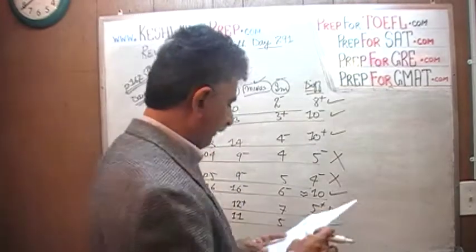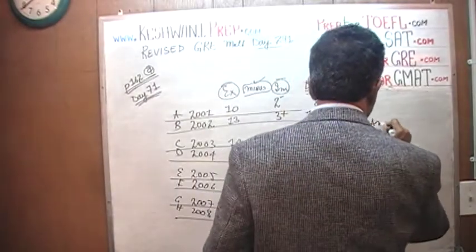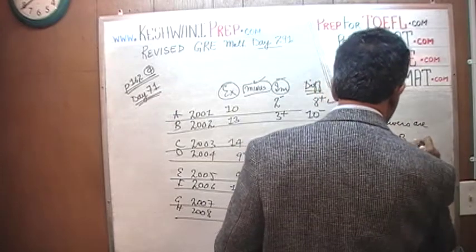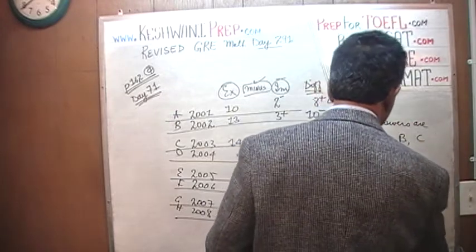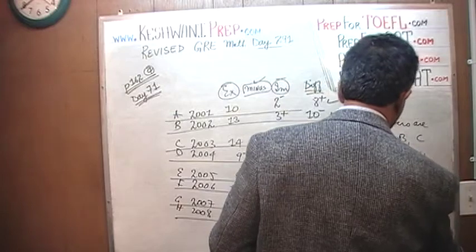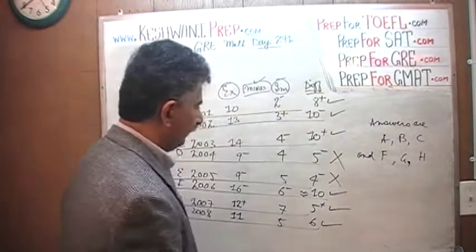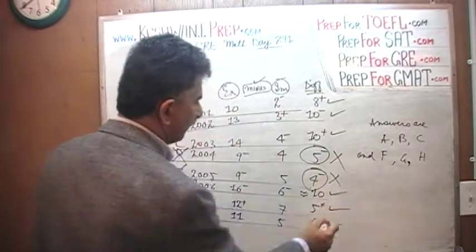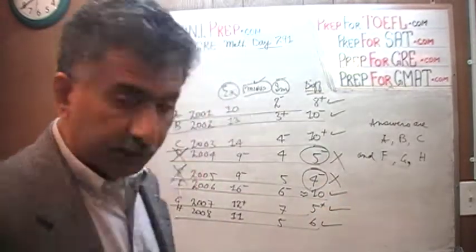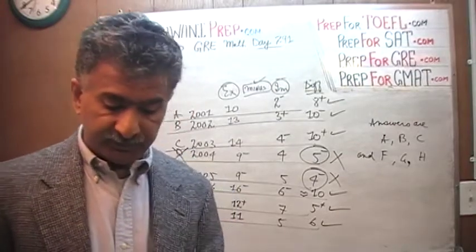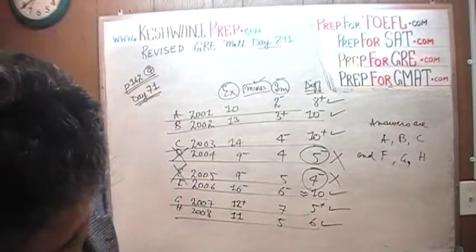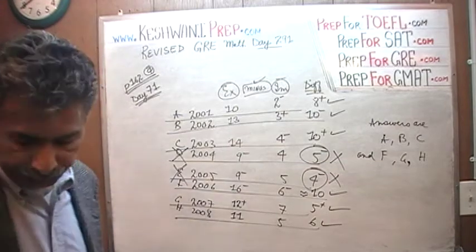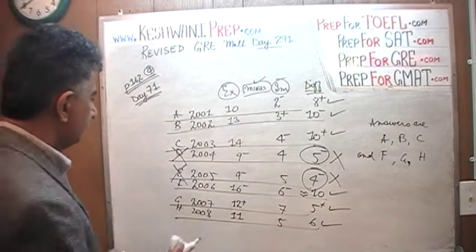So here the answers are A, B, C, and F, G, and H. These two, D and E, do not count. As you can see, they are under 5, and that's it. But other than that, there is not really much to explain here. That's it. We're done. We're going to move on to the next problem. Problem number 5 on the following page.